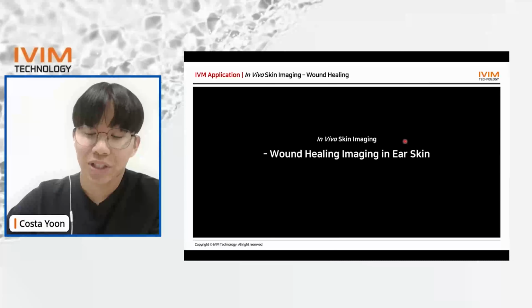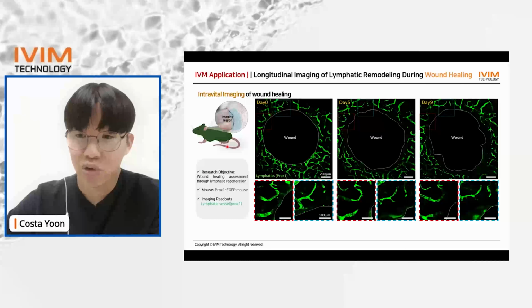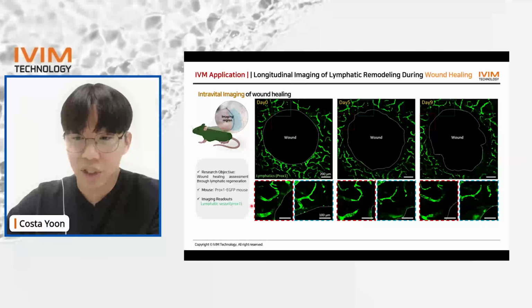Next, I will introduce an example of wound healing analysis in vivo. This study evaluated wound healing longitudinally at the whole animal level. Lymphatic vessels play an important role in wound repair by removing cellular debris. To visualize them, we use PROX1 EGFP reporter mouse, which expresses a fluorescent signal in the lymphatic vessels.